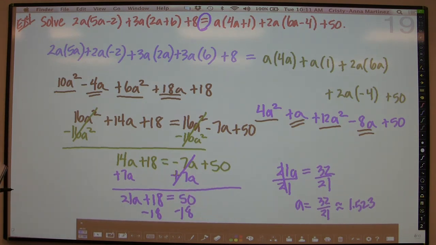Alrighty? So just be careful when you're trying to move things from one side to the other and when you're just combining on the same side of the equal sign. But that is how you get that answer.